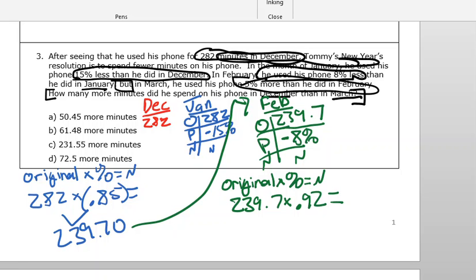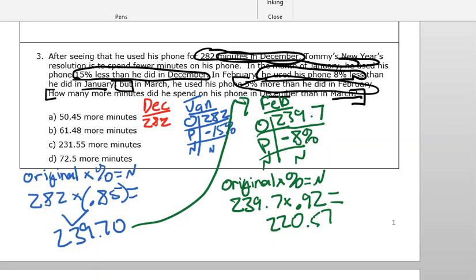Okay, and I'm going to get my 239.7 times 0.92. And that is going to give me 220.524. So we're going to call that 220.52. Okay, 220.52. All right. I wish I was done, but I'm not, because now I have to find March.